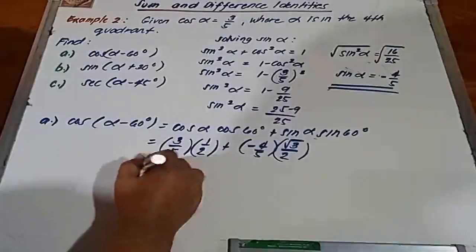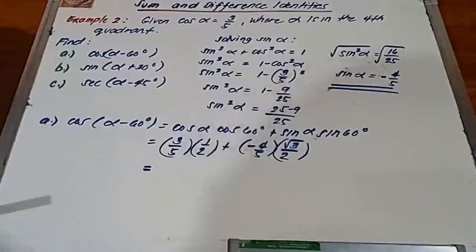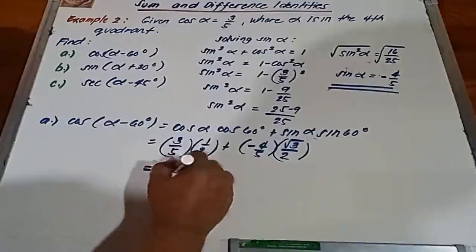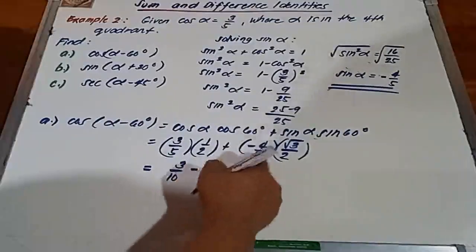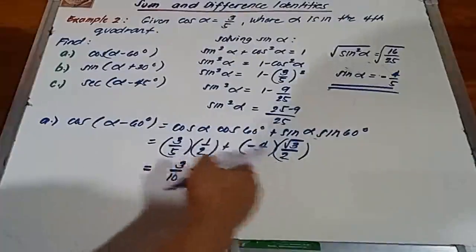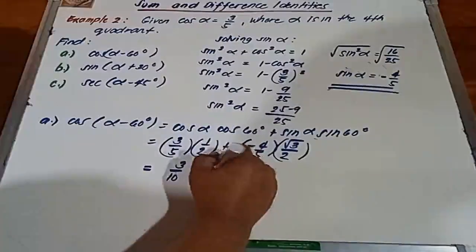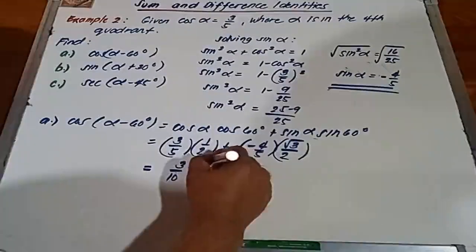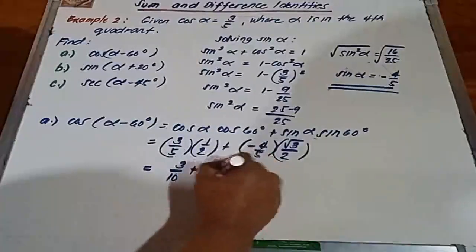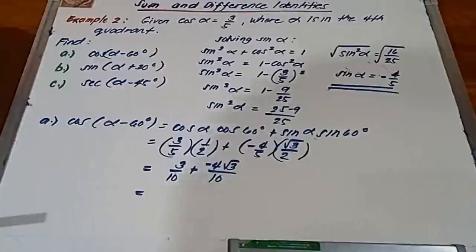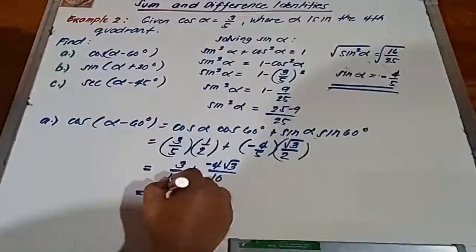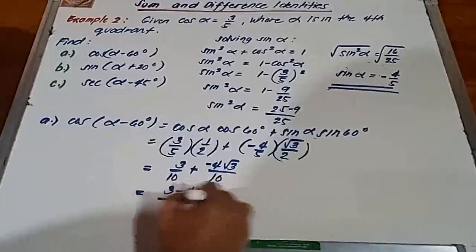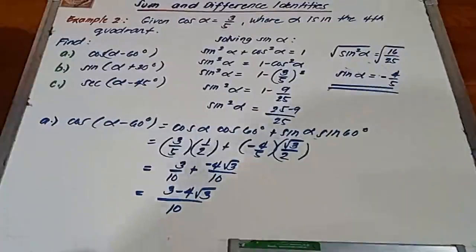Okay? So, kailangan memorize ninyo yung ating special trigonometric function values of special angles. 3 over 10 here minus, wag na i-cancel, ano? Para same ang denominators nitong dalawang fractions. Okay, so plus negative 4 square root of 3 over 10. Then, we have 3 minus 4 square root of 3 over 10. So, ito yung sagot natin para doon sa ating cosine of alpha minus 60.